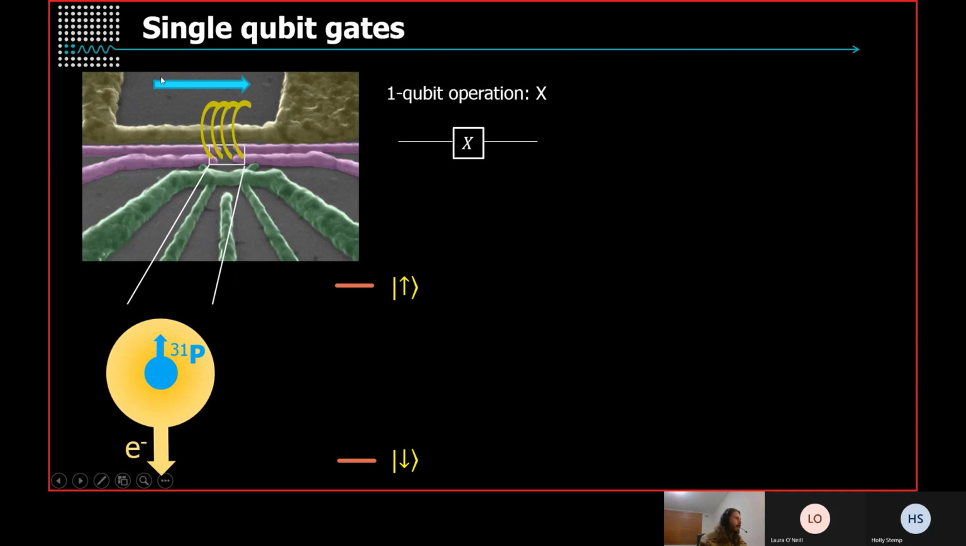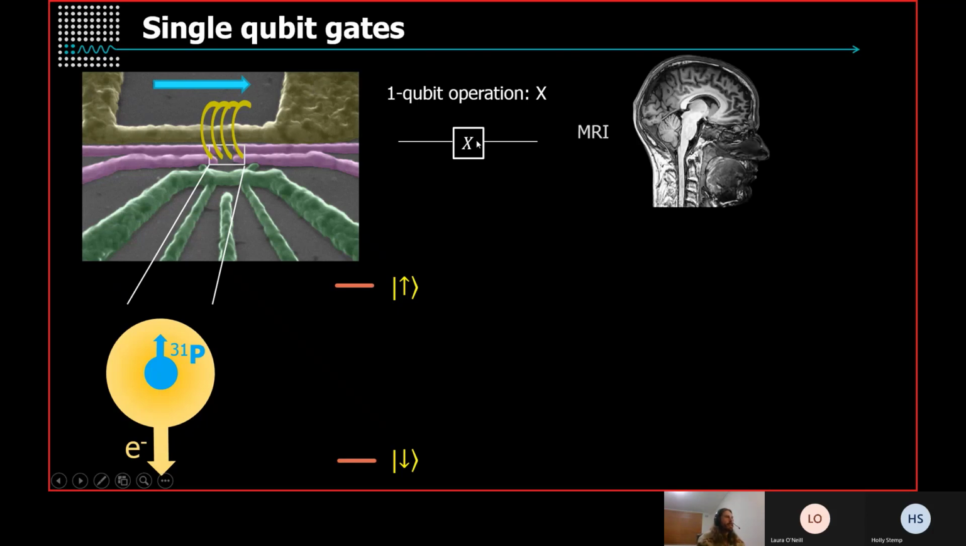So in our labs, we would have a chip like this, where here in the center region, we would have our donors implanted. Then we have some electrostatic gates here in purple to tune our system. And in green, we have a single electron transistor, which we can use for readout. We apply the magnetic field along this blue arrow here. And now to do the 1-qubit operations, we use this microwave antenna here.